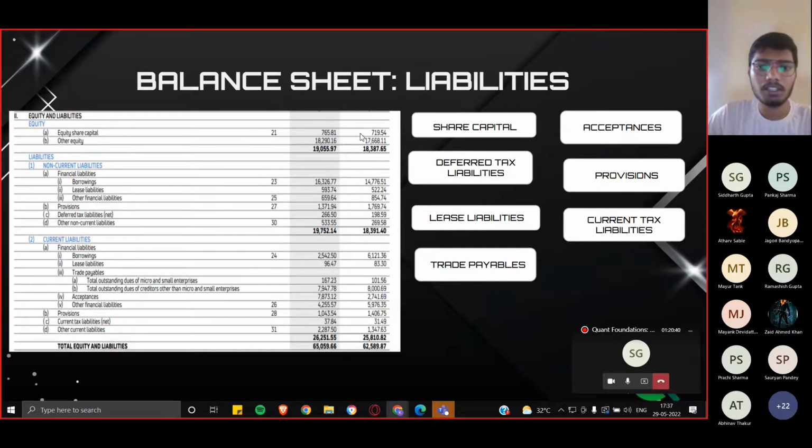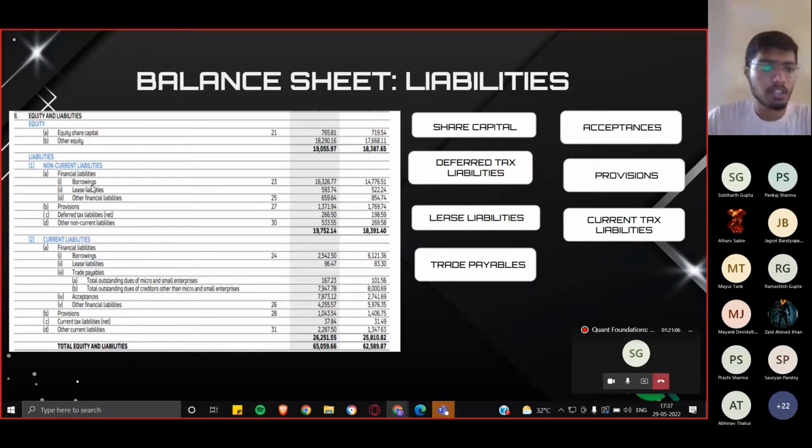So equity share capital is basically considered with the face value. If you divide this 765.81 by its face value, then you get the total shares they have made public, okay, and other equity there.